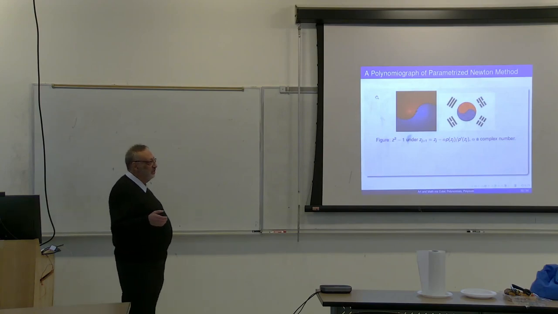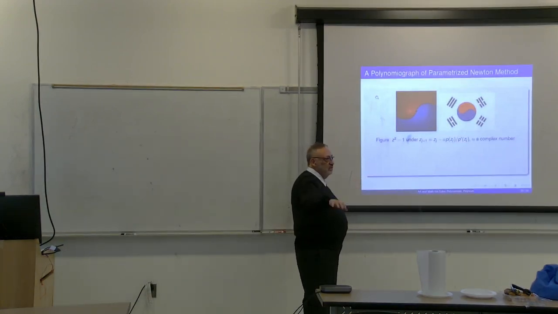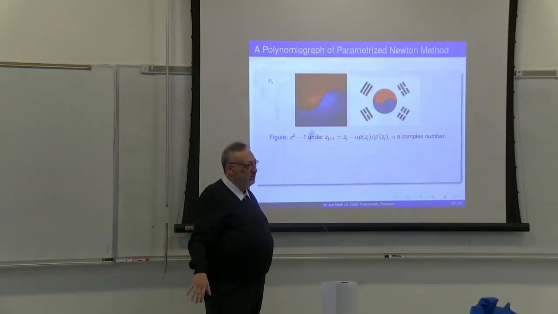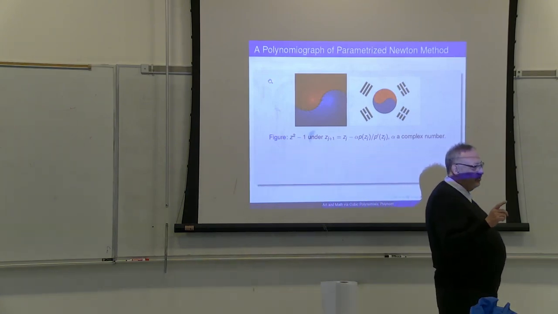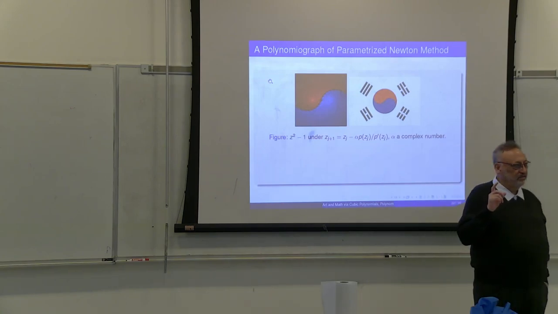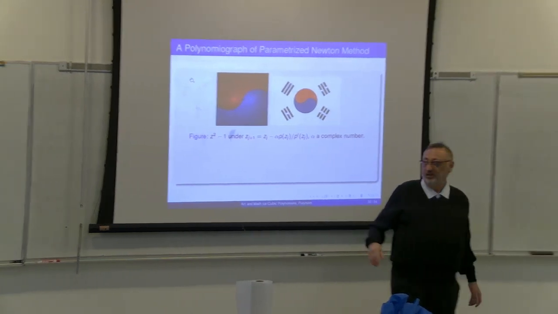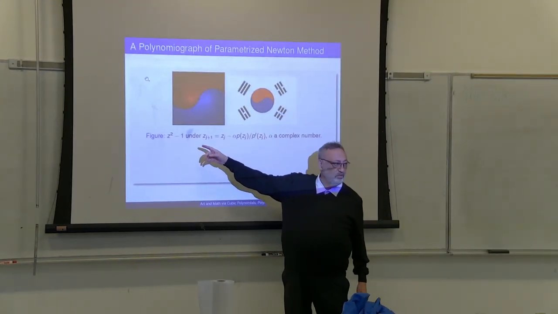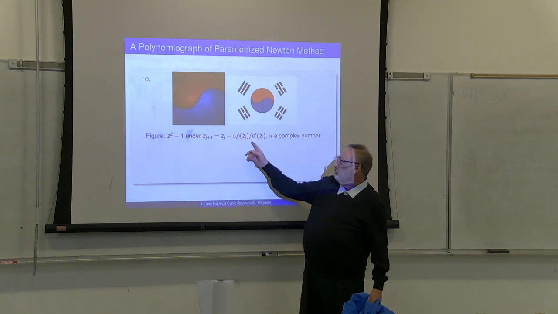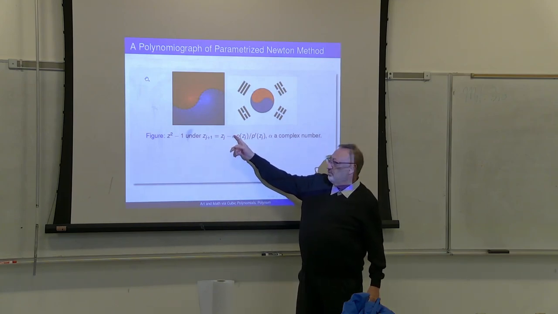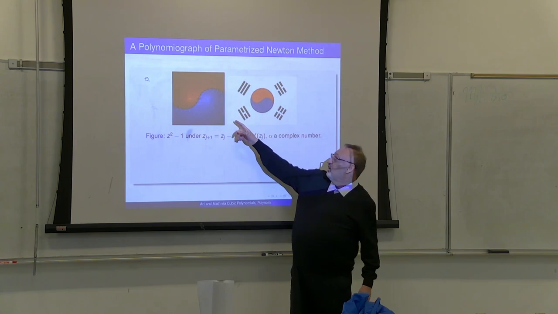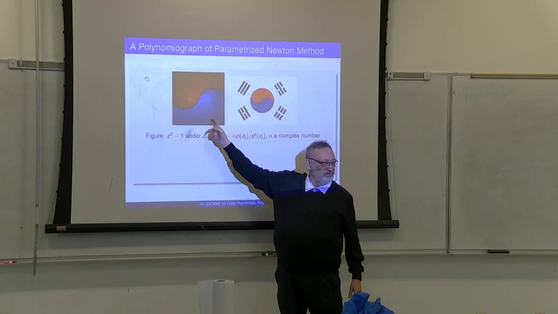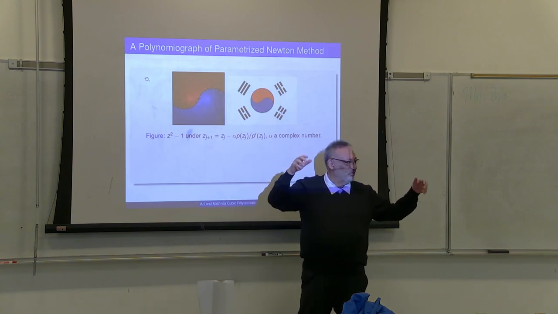I was in Korea several times, and one time I had a whole audience, about 200 middle schoolers. And I told them I'm going to make a map of South Korea by using a polynomial. Well, I take z squared minus 1. I apply Newton's method, except I put a constant alpha, which is some complex number. And then I generate, see, this is a map, this is the flag. And you can imagine how excited they are.